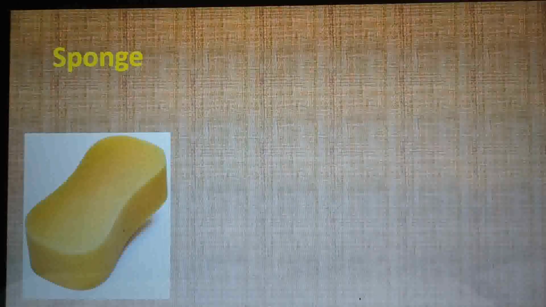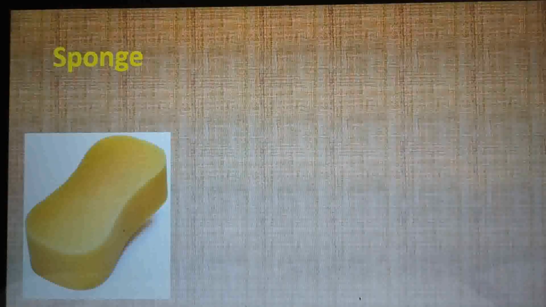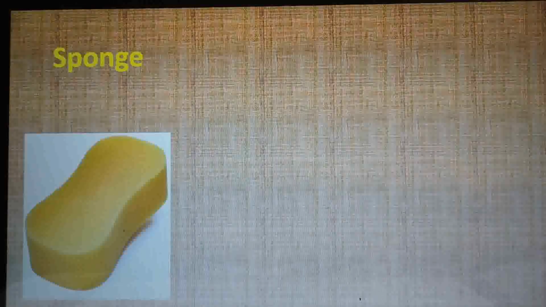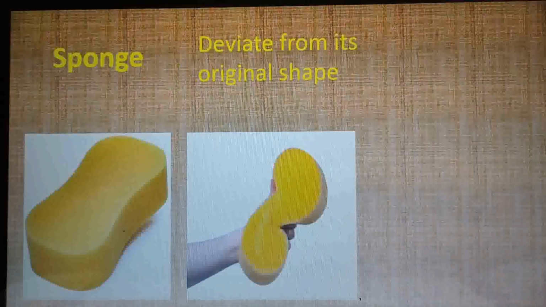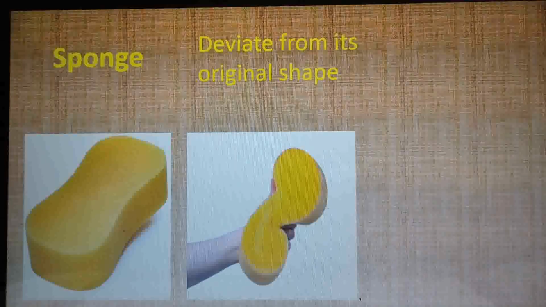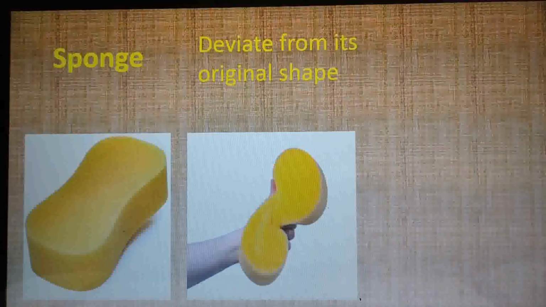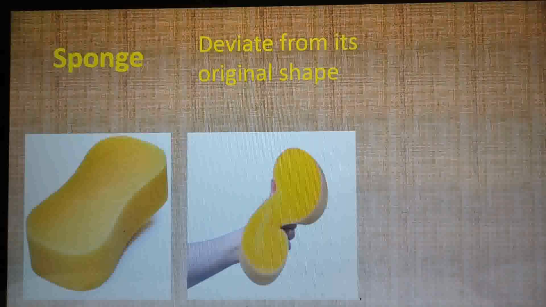Next, I have taken an example of a sponge. Children, as I have just told you, a sponge does not change its shape normally. If it is a solid, it means it should not be compressed. But what happens when I compress it? It changes its shape. Then what does it mean? Is it a solid? Yes, it is a solid.